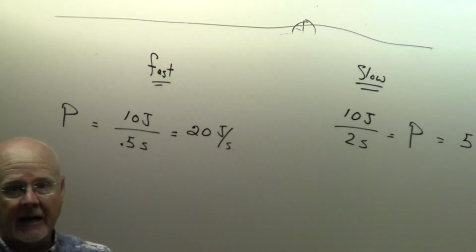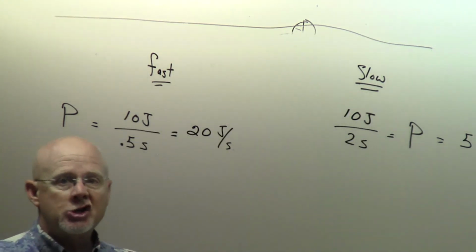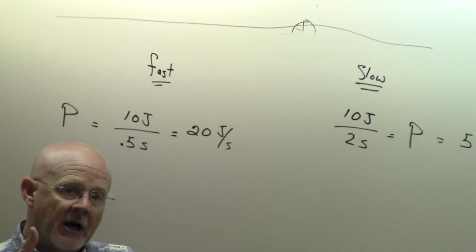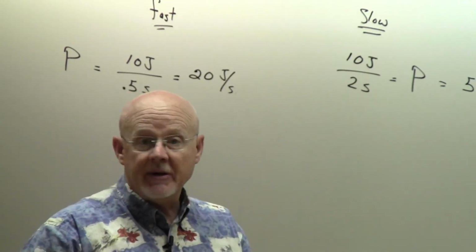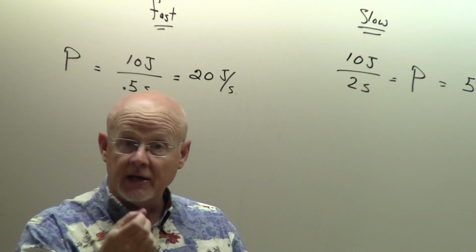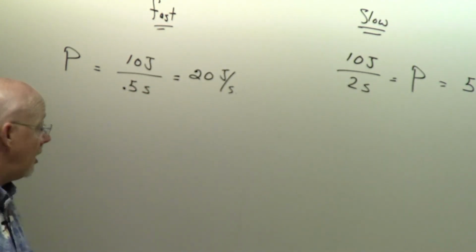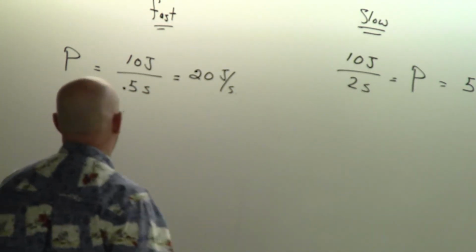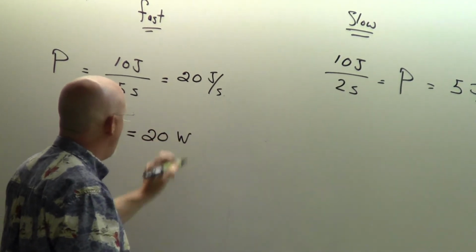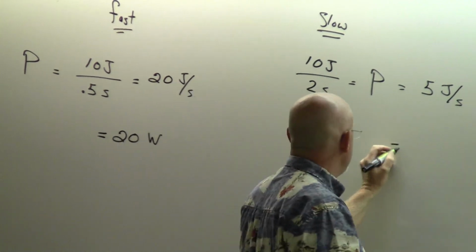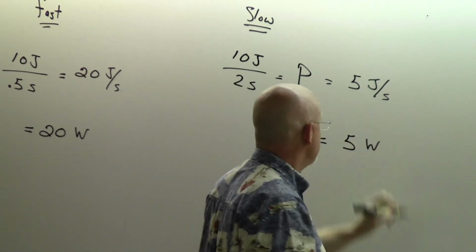But I'm not doing a whole second. I'm only doing a half a second. So if the rate is 20 joules per second and I only lift it for a half a second, that means I would put in a total of just 10 joules. Right, so both cases are 10 joules. The rate, though, is different. And of course, we would write this as 20 watts, and we would write this as 5 watts.